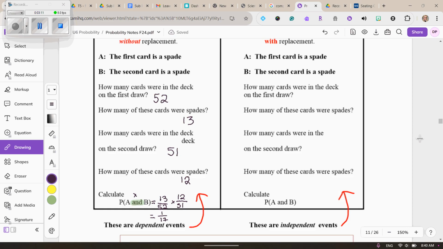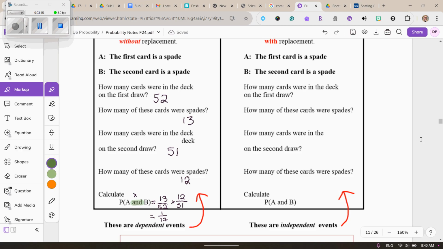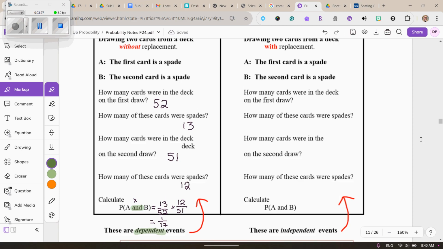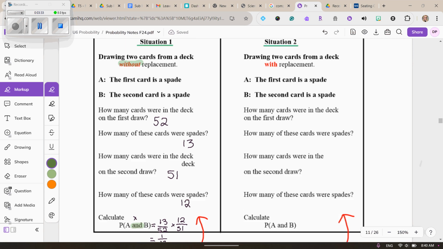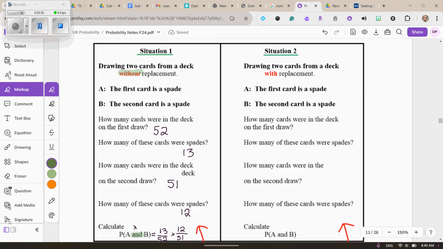So these are what we call dependent events. The reason they are dependent is because the outcome of the second event depended on what happened in that first event. The reason that this was dependent is because we did not replace the card.